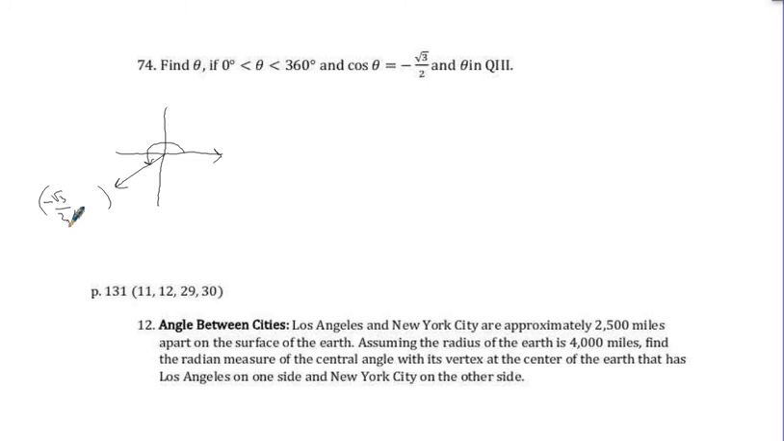It happens that the last question we did, we found that 30 degrees had a cosine of square root of 3 over 2. So I know that this is a 30 degree reference angle, and this would be 180 degrees. 180 plus 30 degrees, 210. That would be the angle in the third quadrant with cosine equal to negative square root of 3 over 2.